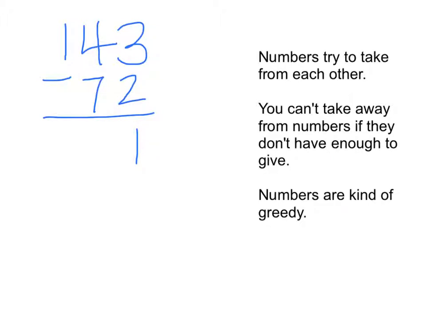So the 1 donates his only 1 and turns himself into a 0. And the 4 gains that 1. Now what you're asking is, what is 14 minus 7? And 14 minus 7 is 7.